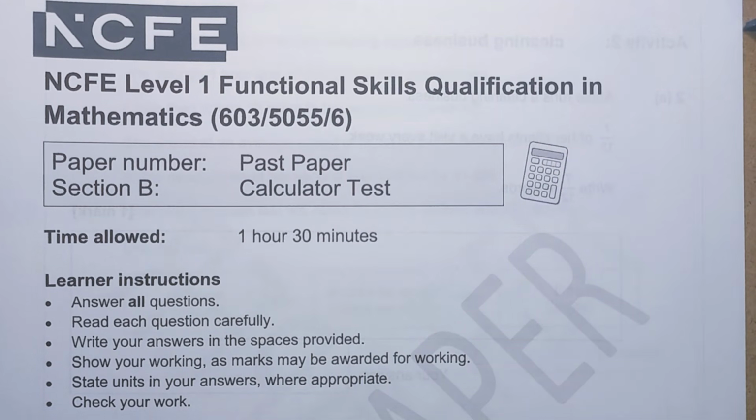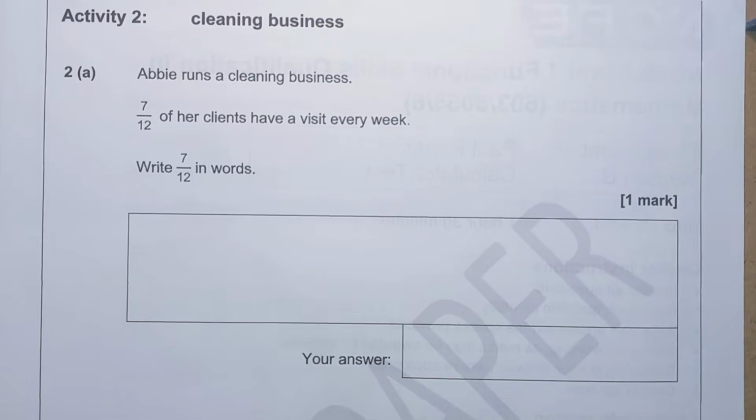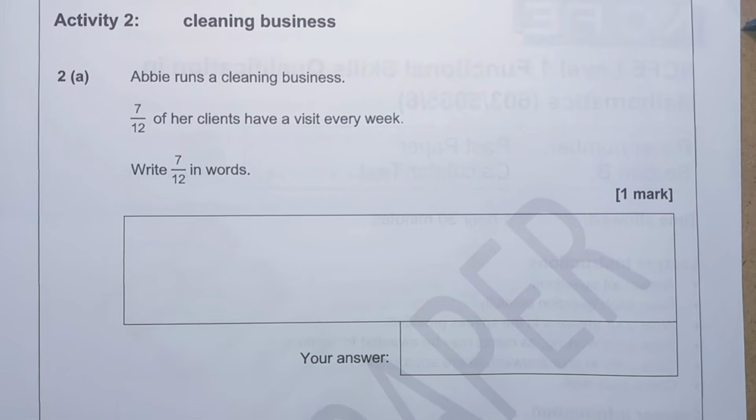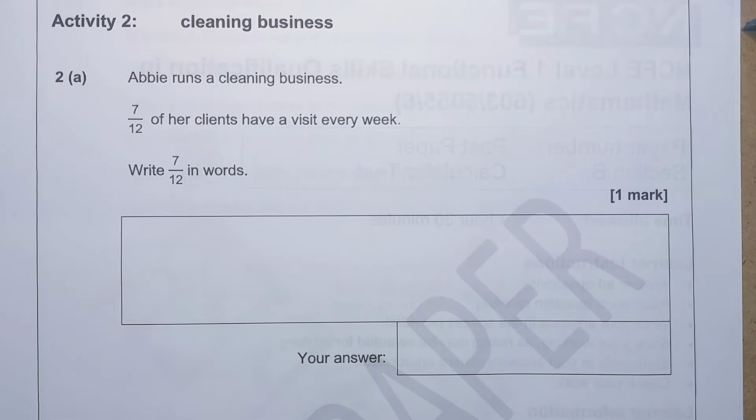Okay, so now we are on to the calculator section. Activity 2, cleaning business. 2A, Abby runs a cleaning business. 7/12 of her clients have a visit every week. Write 7/12 in words.